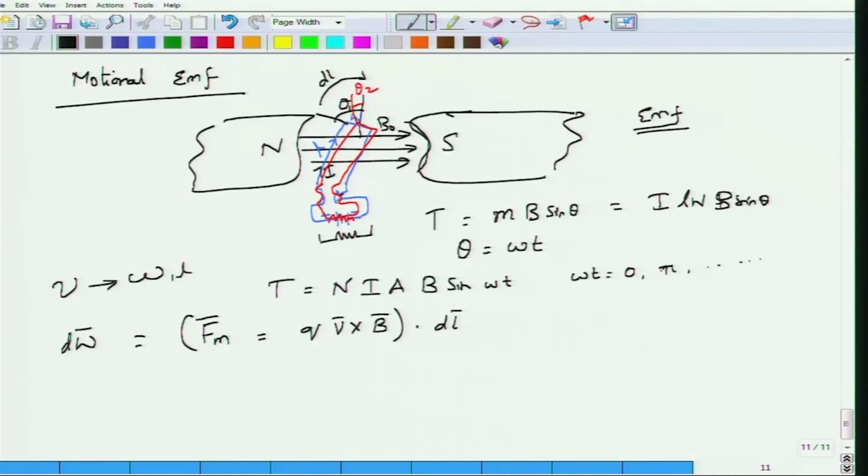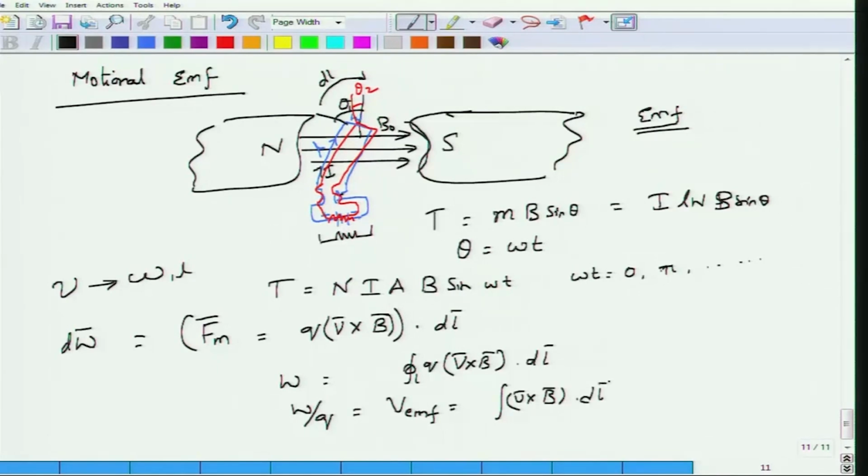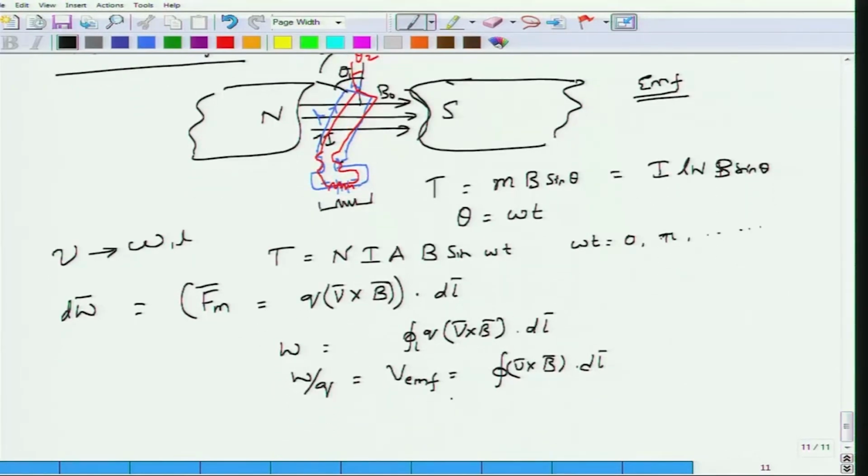So it is actually pushing the charge; the torque is being applied over here to rotate the charges. So what would be the total work done? Total work done will be q(V cross B) dot dl, where q applies to both V and B, over the complete loop. Now I know that work done per charge gives me the potential or the EMF, and therefore this EMF is given by the closed loop integral of (V cross B) dot dl, and this integral which you have obtained is called the motional EMF.